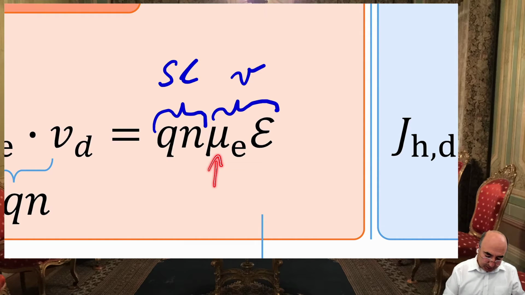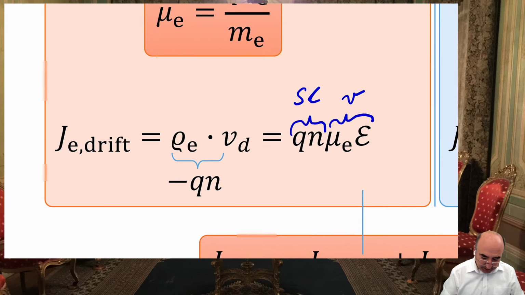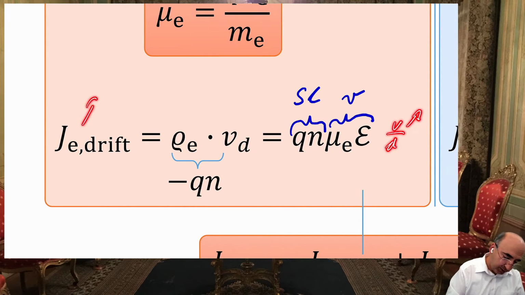The mobility is constant. So we have it. And here you have the voltage. So this is the ohmic law. You increase the voltage, you increase the current.